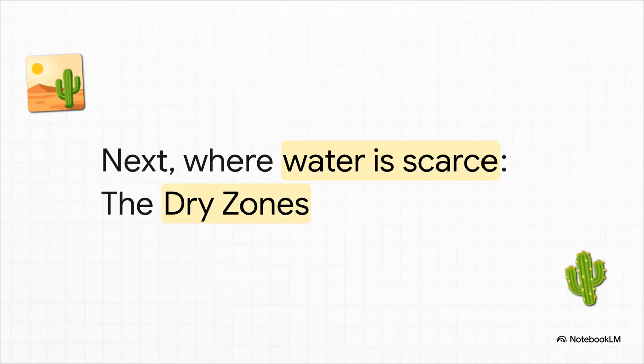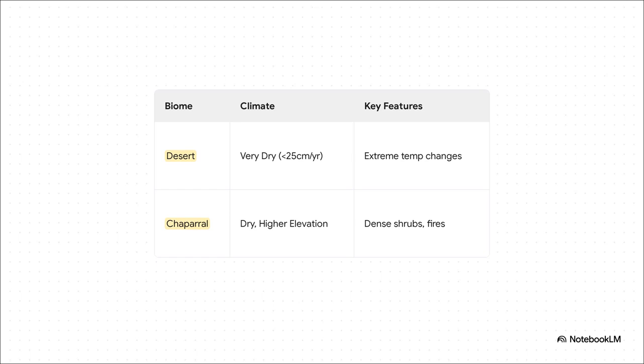Okay, from a world of water, let's head to a world where water is the main thing holding life back. Let's check out the dry zones. First up is the classic desert, which is basically defined by how little water it gets. Life here, like cacti and succulents, is built around one single rule: find whatever water you can and hold on to it for dear life.